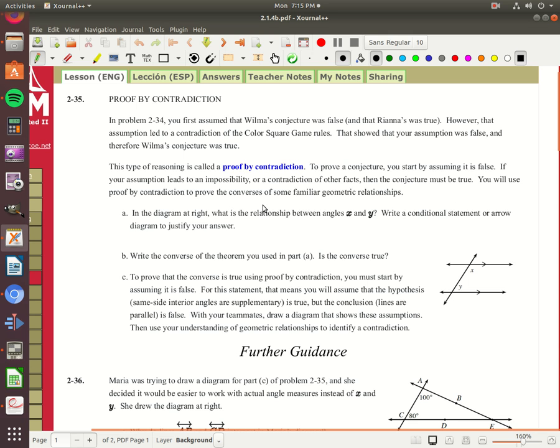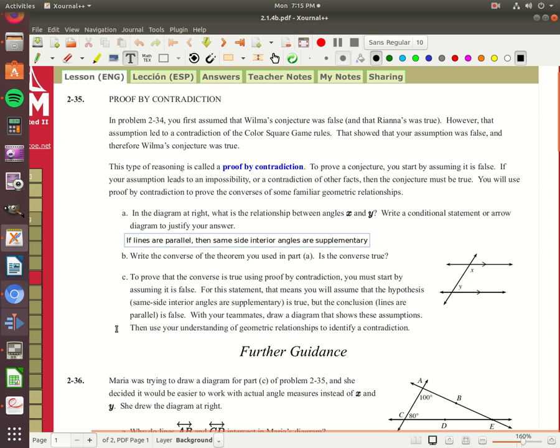You will use proof by contradiction to prove the converses of some familiar geometric theorems. So in the diagram at right, what is the relationship between x and y? Well, we know if these are parallel lines, these are same side interior angles. It says write a conditional statement or arrow diagram to justify your answer. So if lines are parallel, which they are, then same side interior angles are supplementary, meaning they add to 180 degrees, right? It says write the converse of the theorem used in part A.